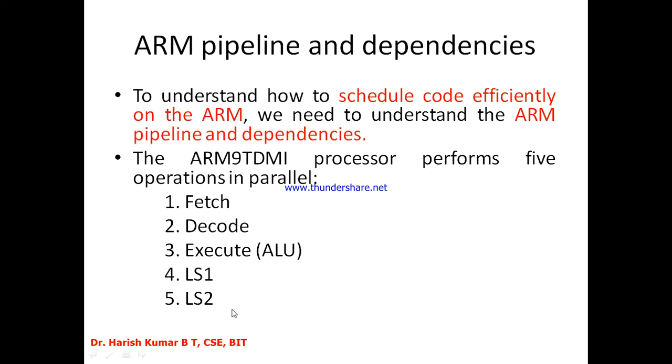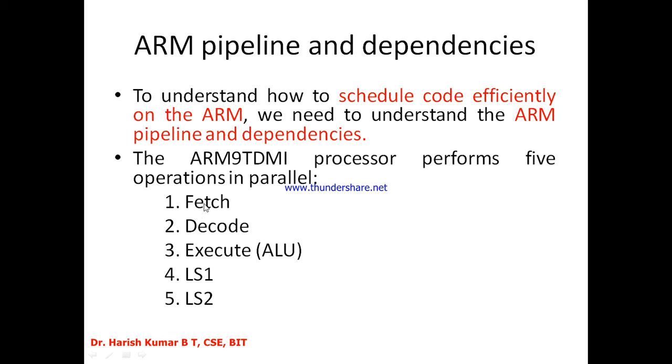Now, since we are considering the ARM9TDMI processor for this, it uses a 5-stage pipeline: fetch, decode, execute, LS1 and LS2. This means that in any clock cycle, you can perform these five operations in parallel.